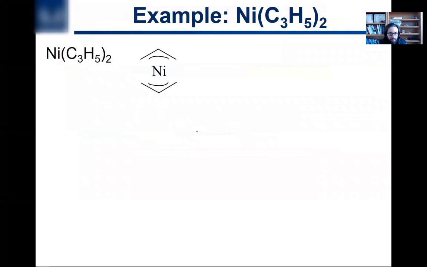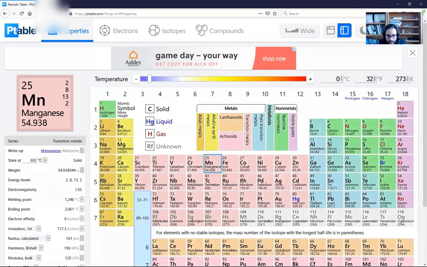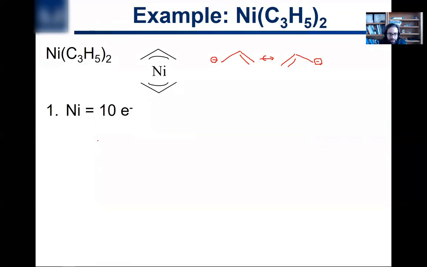What about this example? This is a nickel-allyl complex. So this, right, is an aromatic system. That's shorthand for this, right? And this allyl ligand has 2 resonance structures. So these are resonance structures, right? So again, we look at the periodic table. Nickel is right here. Okay, it's in group 10, so it has 10 valence electrons.